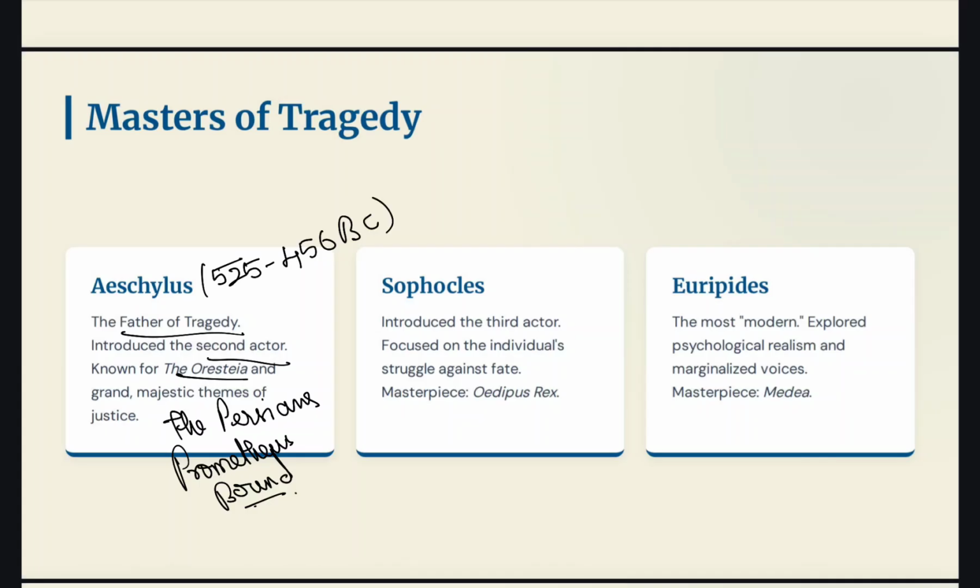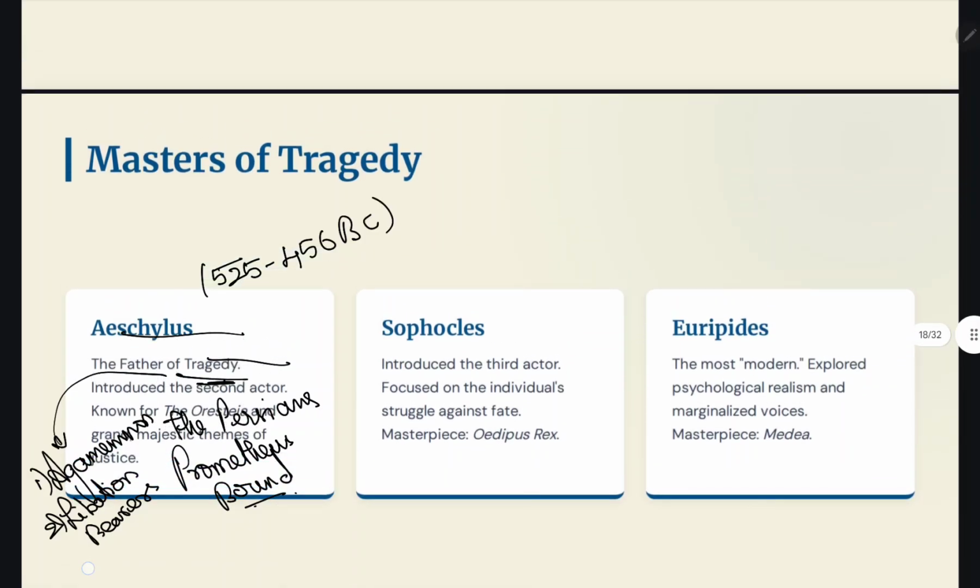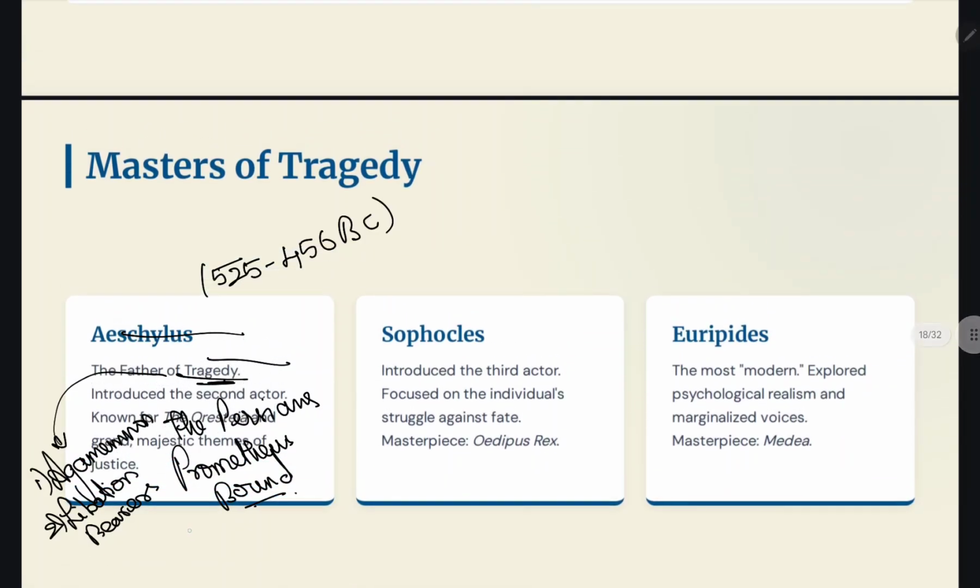And now we are going to see about Oresteia. This is not just a tragedy, it is a trilogy. Oresteia consists of three parts: Agamemnon, Libation Bearers, and Eumenides.